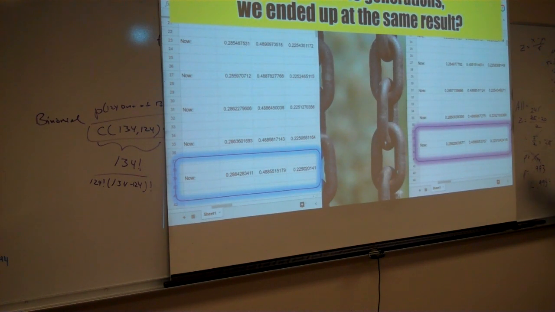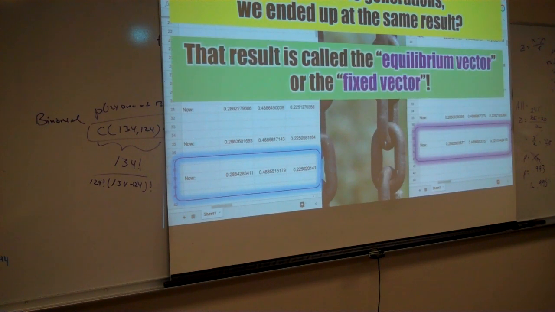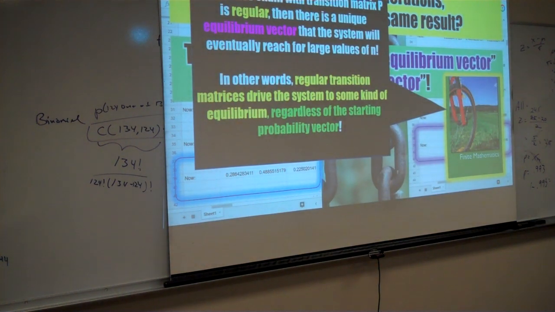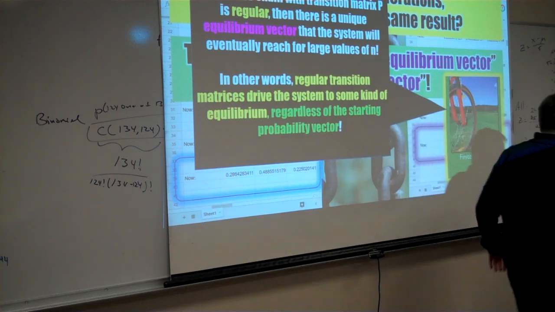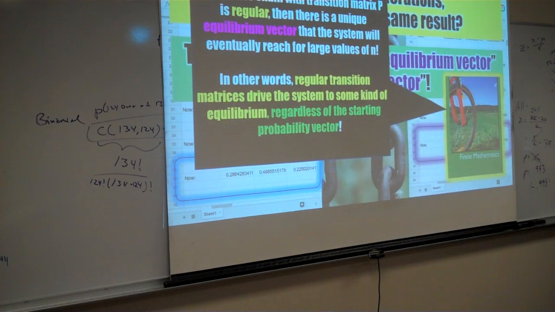Remember how we ended up with the same result after 10 generations? That was called the equilibrium vector, or the fixed vector. That's another way to put it. I already introduced that term to you, but the book wants you to see here that as long as that transition matrix P was regular, then there's always going to be some equilibrium vector, and we're always going to be headed to it. In other words, a regular transition matrix will drive the system over a period of generations toward that equilibrium.